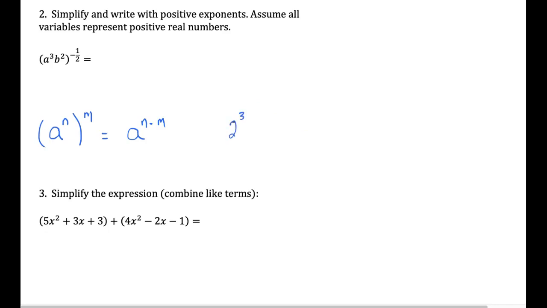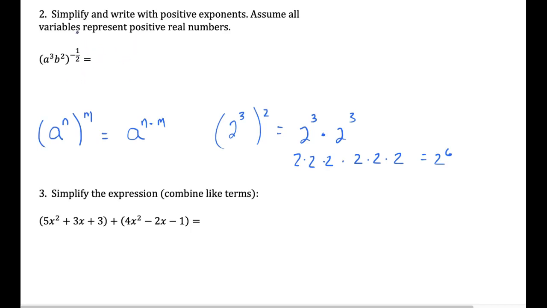Say, all right, well, I've got 2 to the 3 to the second power. That just means 2 to the 3 times 2 to the 3. Well, how many do I have? If you really need to break it out, 2 times 2 times 2 is the first one, and the second one is also 2 times 2 times 2. I've got six 2's. So that is 2 to the 6th.